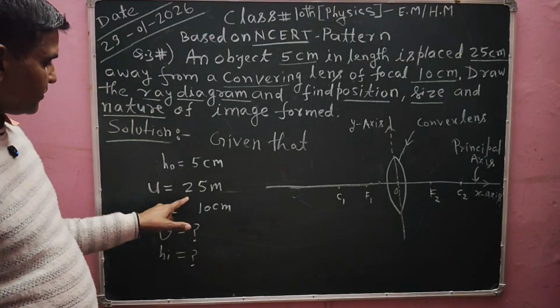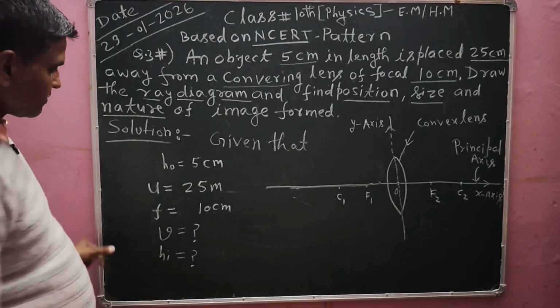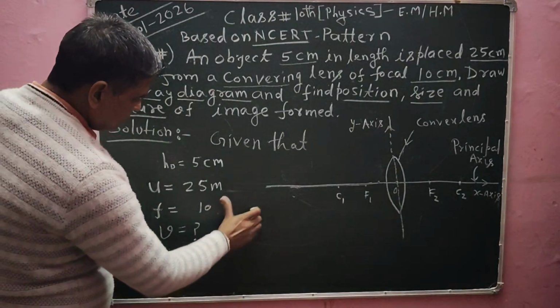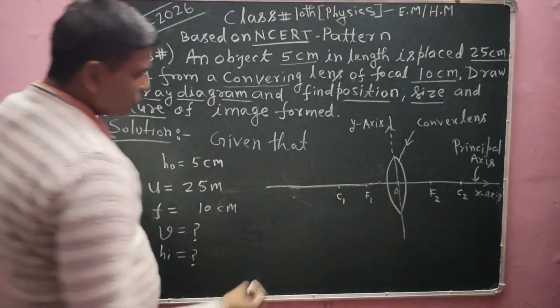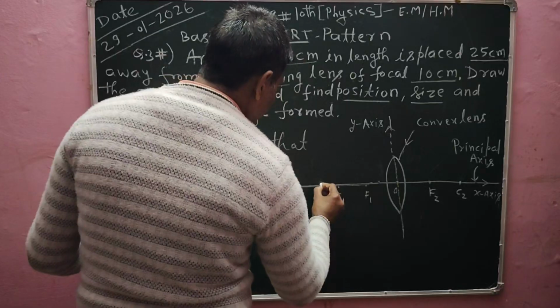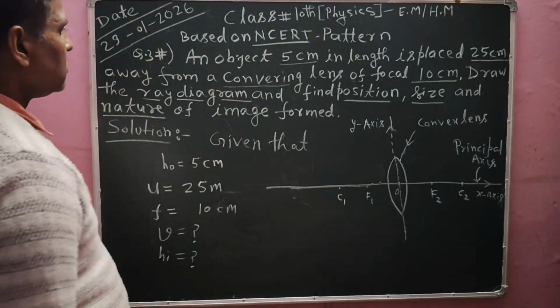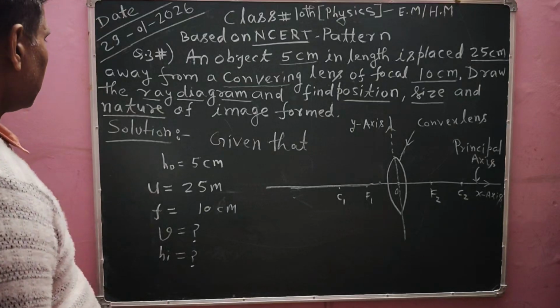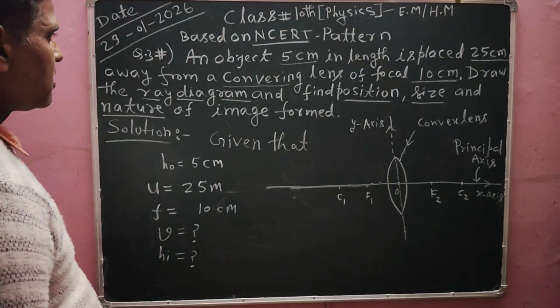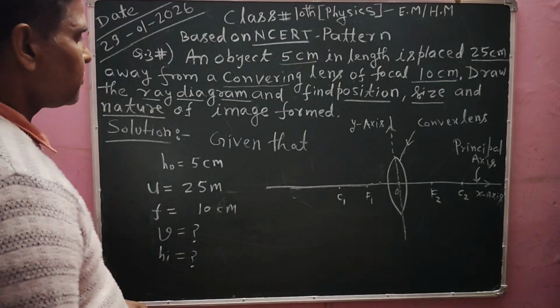So this is 25 centimeter. It means that this is 10 centimeter. Focal length is 10. So it will be at this point, that is 25 centimeter away, and focal length is given there, 5 centimeter.